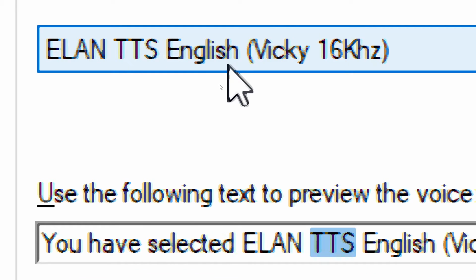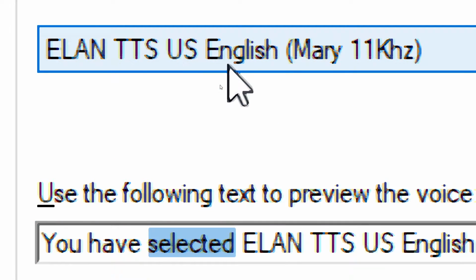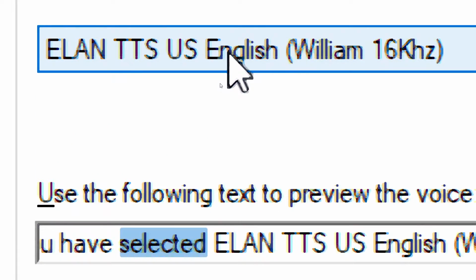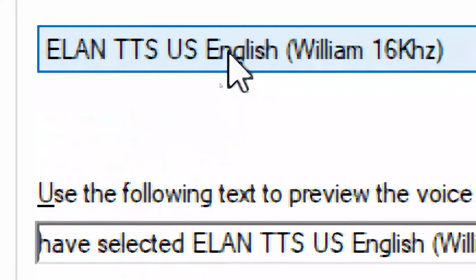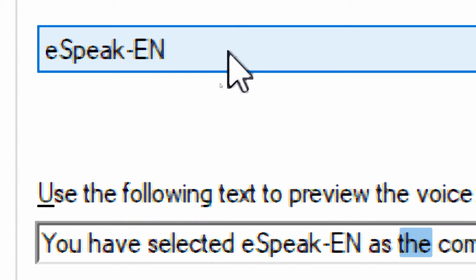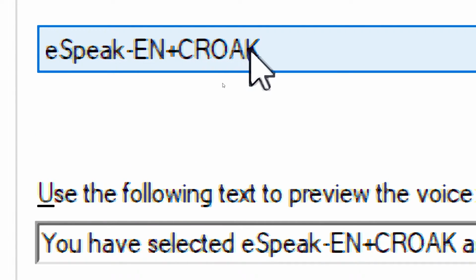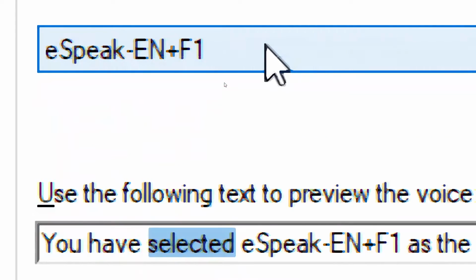You have selected Elon TTS English Vicky 16 KHZ as the computer's default voice. You have selected Elon TTS US English Memory 11 KHZ as the computer's default voice. You have selected Elon TTS US English William 16 KHZ as the computer's default voice. You have selected eSpeak as the computer's default voice. You have selected eSpeak plus Croak as the computer's default voice. You have selected eSpeak plus F1 as the computer's default voice.